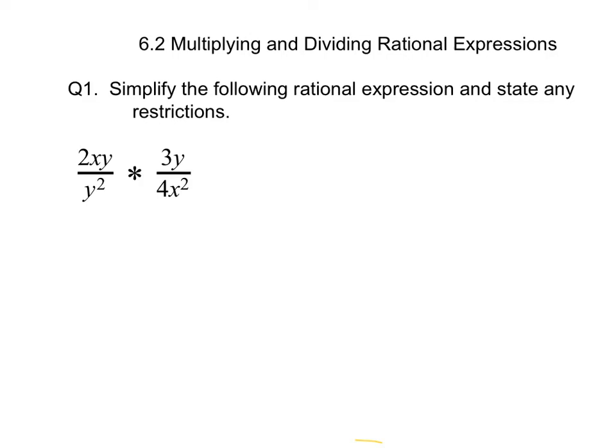We're going to look at multiplying and dividing rational expressions with this lesson. We're going to start by simplifying the following rational expression, 2xy over y squared times 3y over 4x squared, and we're going to state any restrictions.